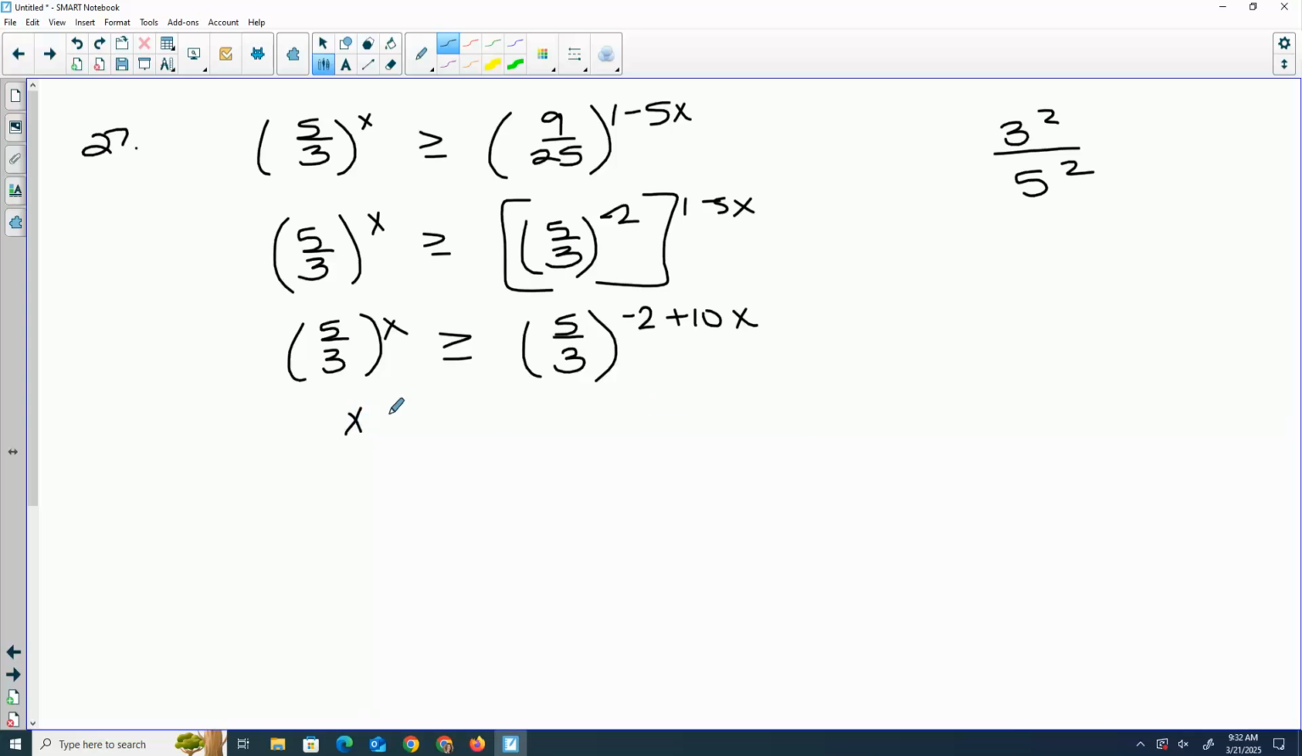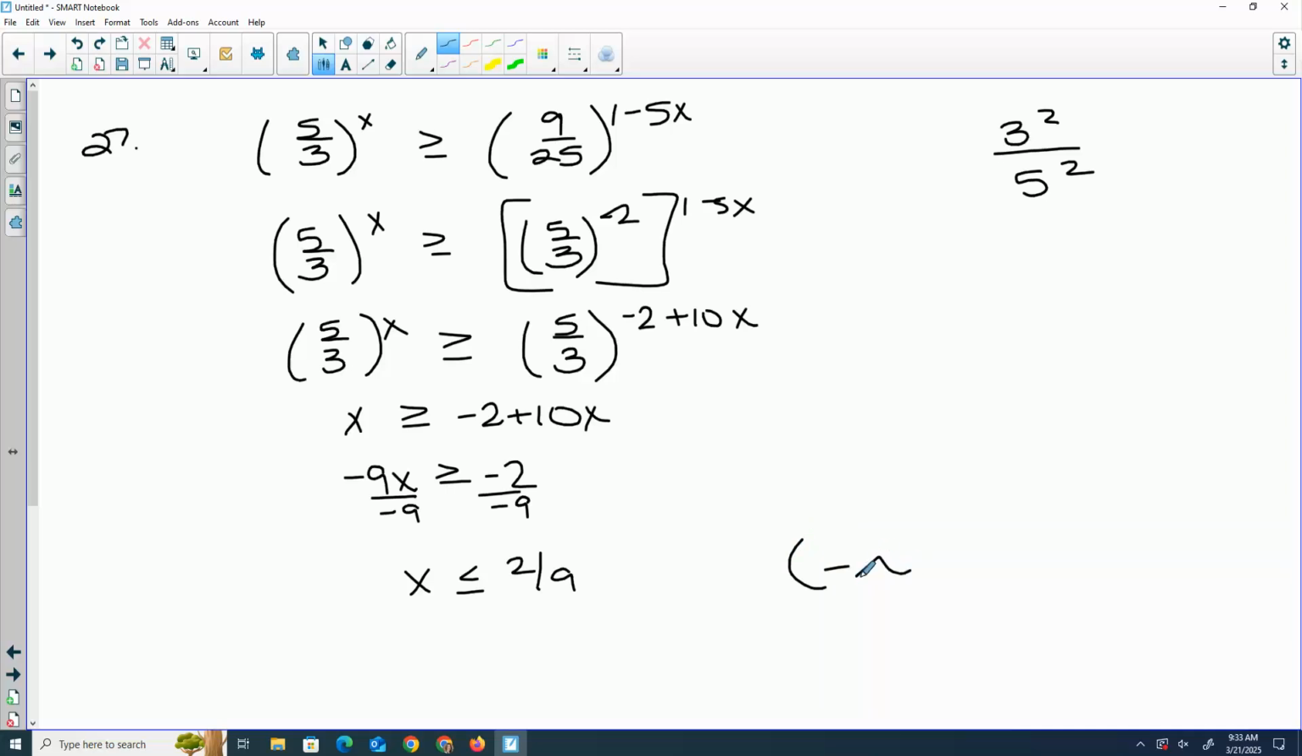And we drop our base. Subtract over my 10x. If I divide by -9 though, what happens? Flips the inequality, so it becomes x is less than or equal to positive 2/9. So negative infinity to 2/9 with a bracket.